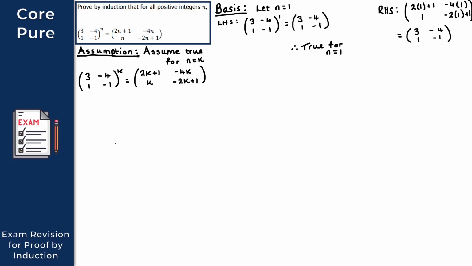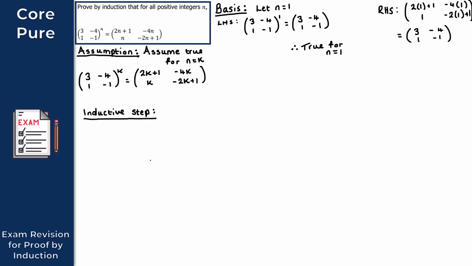So now what we move on to here is the inductive step, the magic part of any proof by induction question. So for the inductive step then, let's just write this down. So for the inductive step here, what do we have then?